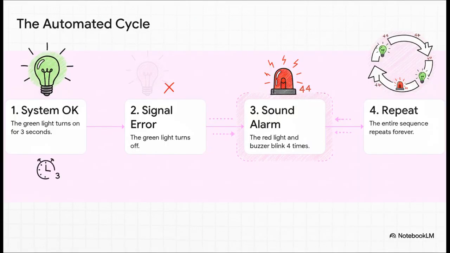So here's exactly what that cycle looks like. First, the green light pops on for 3 seconds, telling us everything's A-OK. Then it pretends there's an error. The green light goes off, and the red light and the buzzer start blinking and beeping 4 times. And once that's done, it just starts the whole sequence all over again, forever.